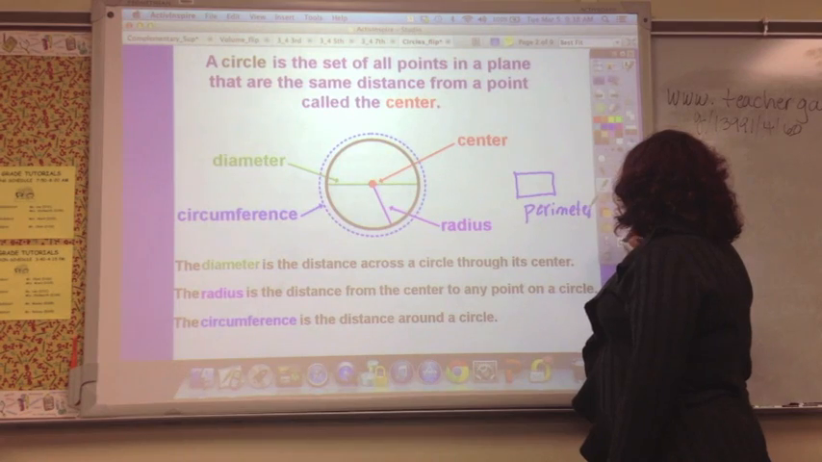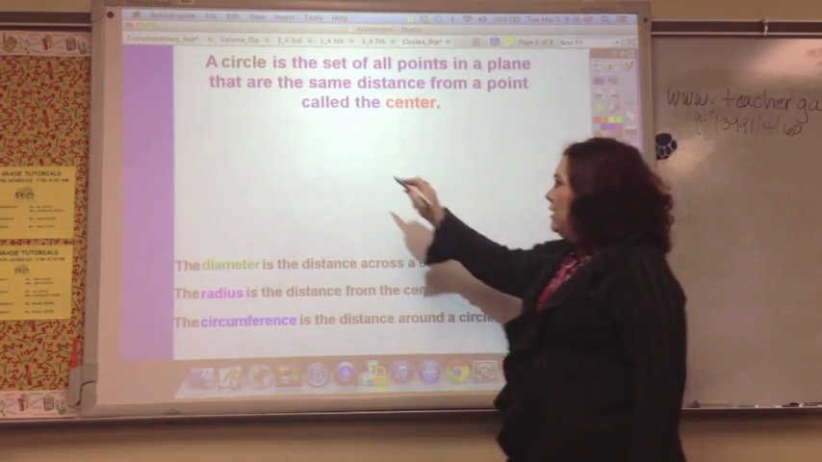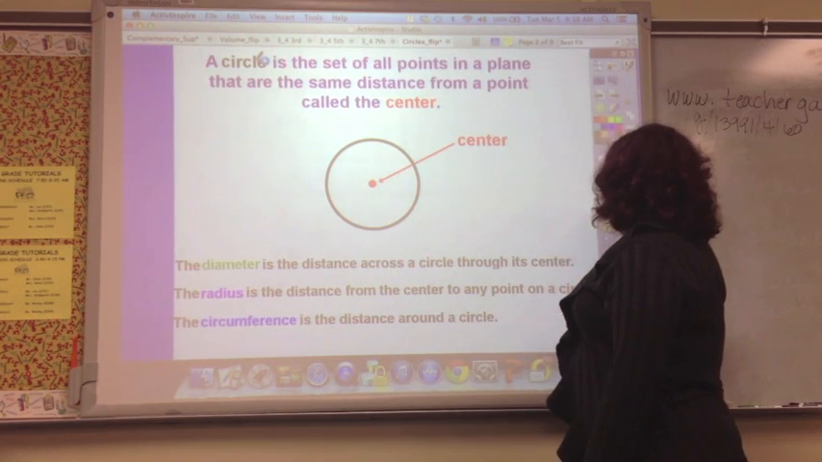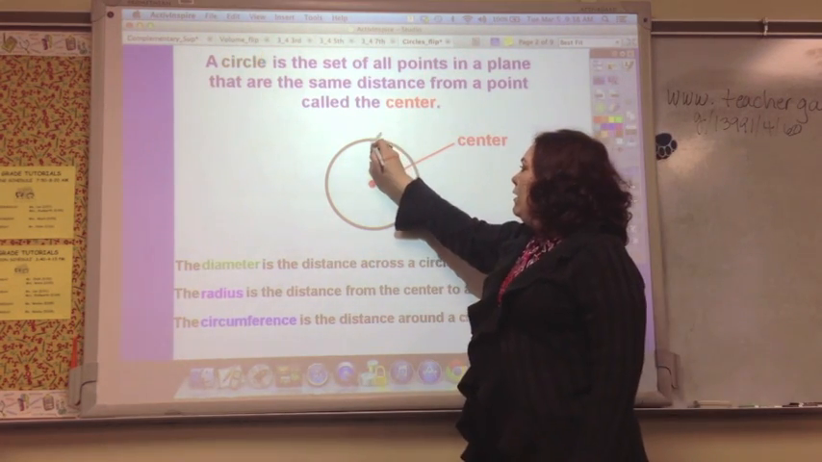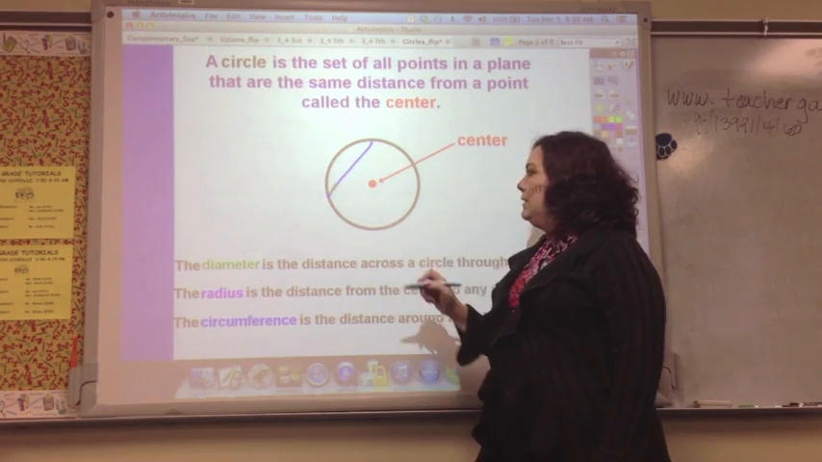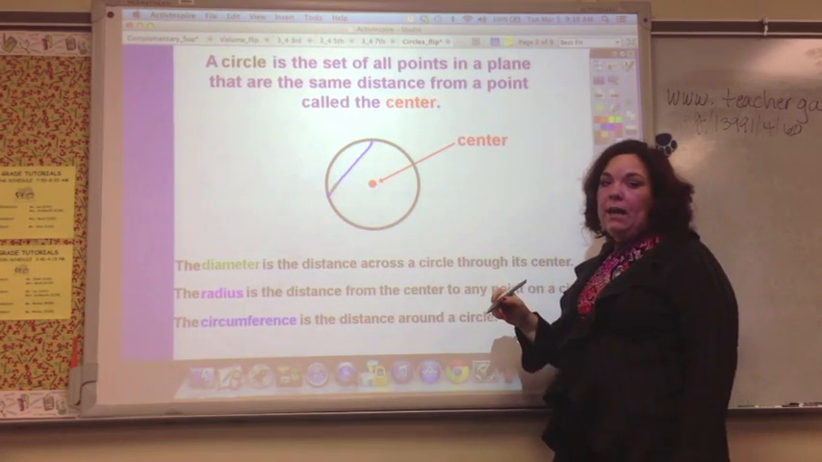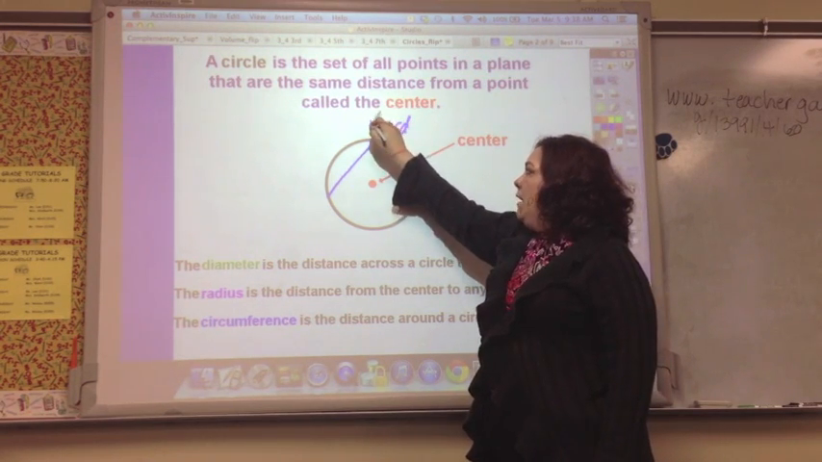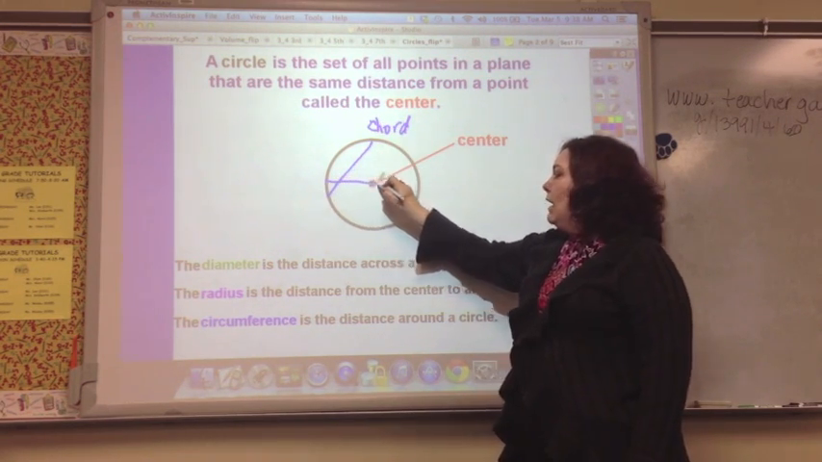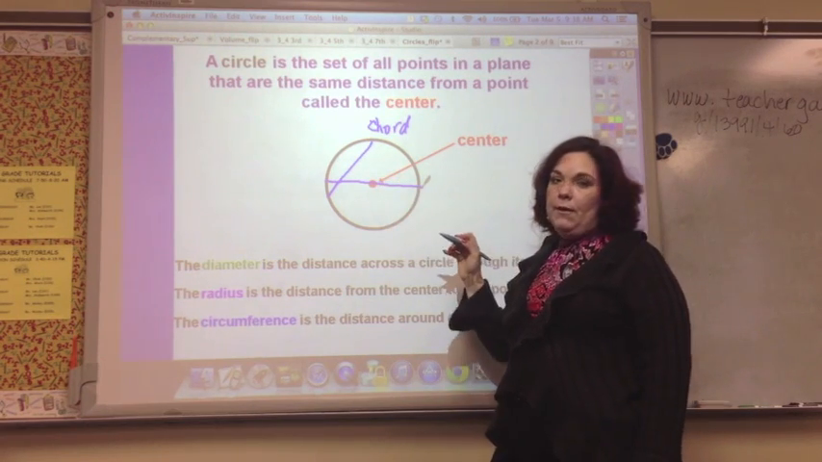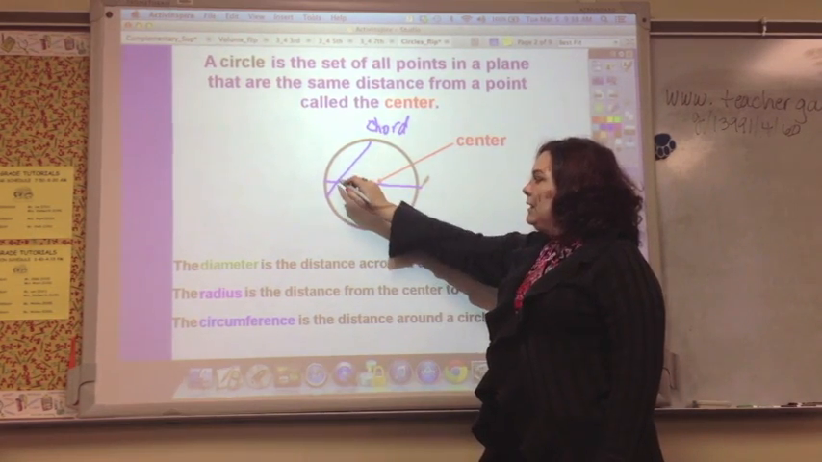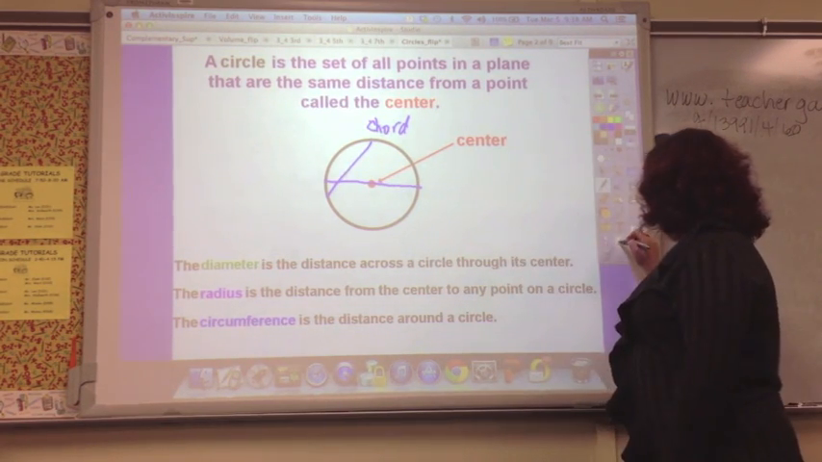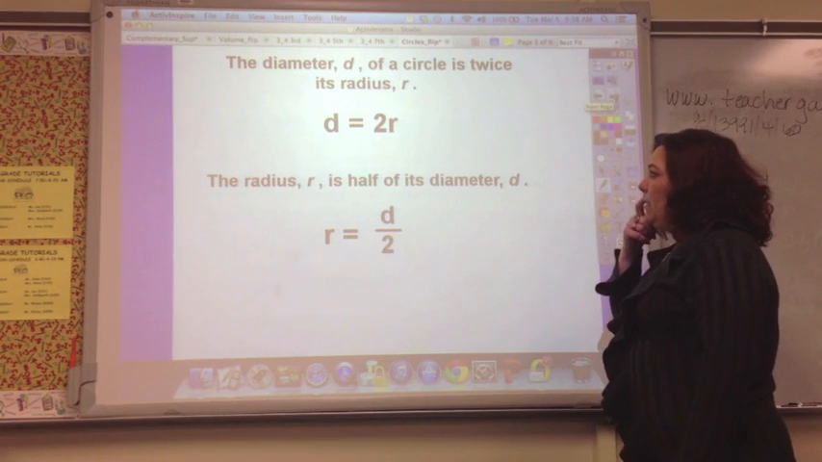One other thing that you're going to see in the notes that go with this video is the term chord. And a chord is just a line that goes from side to side. That's a chord. And a special chord is the diameter that goes through the middle. So chords go from side to side. A special chord that goes through the middle is called the diameter. So that's your circle terminology.